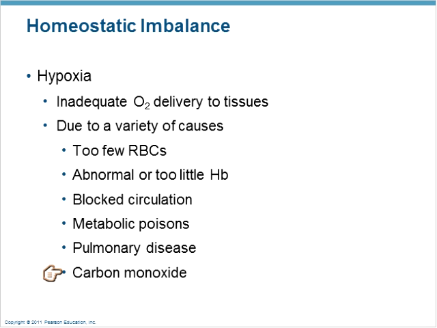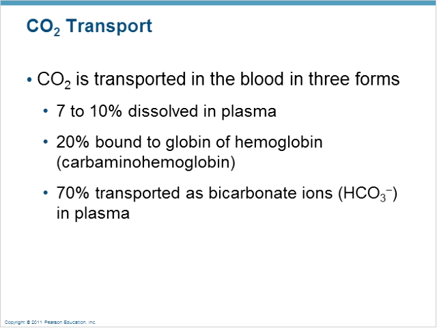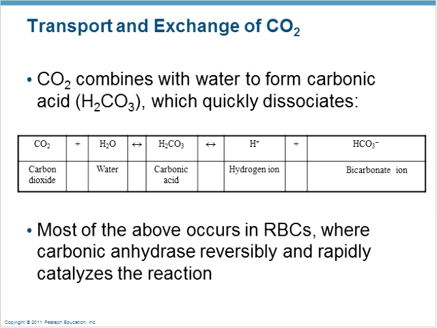And I talked about carbon dioxide earlier. CO2 transport: CO2 is transported in the blood in three forms. 7 to 10% is dissolved in the plasma, as opposed to 1.5% of the oxygen. 20% is bound to the globin of hemoglobin, in carbaminohemoglobin. But 70% is transported as a bicarbonate ion, HCO3, in plasma. So most of it is transported as bicarbonate in the plasma of the blood.